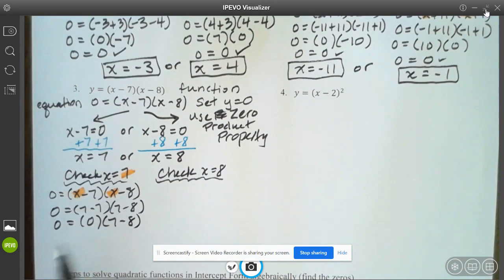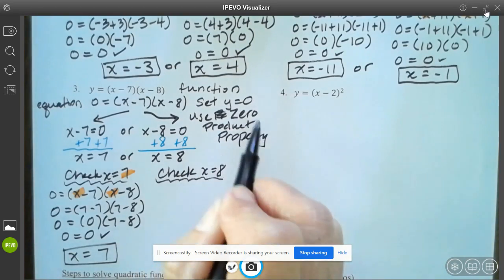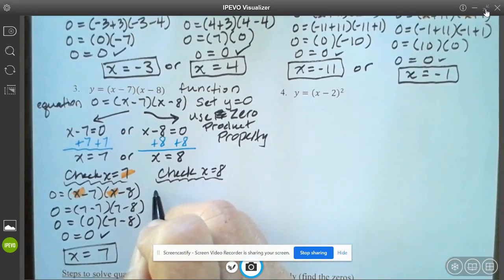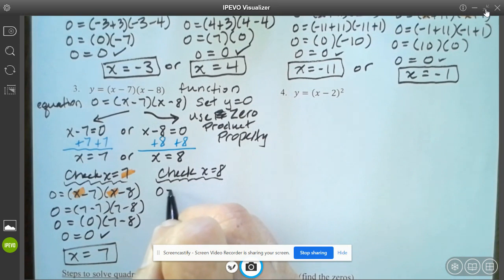In fact, I think I'm going to go through and highlight all the zeros just to point out the fact that one of the factors that we're multiplying together is 0, and that's why the zero product property works.